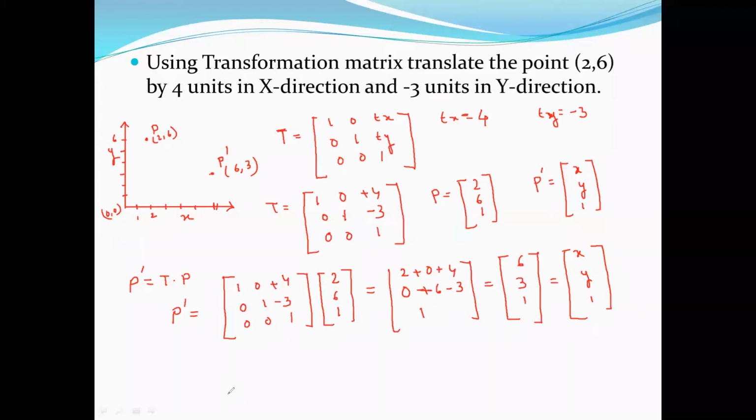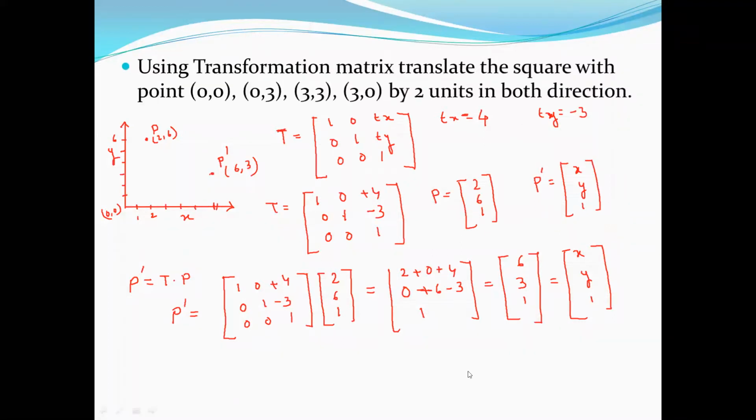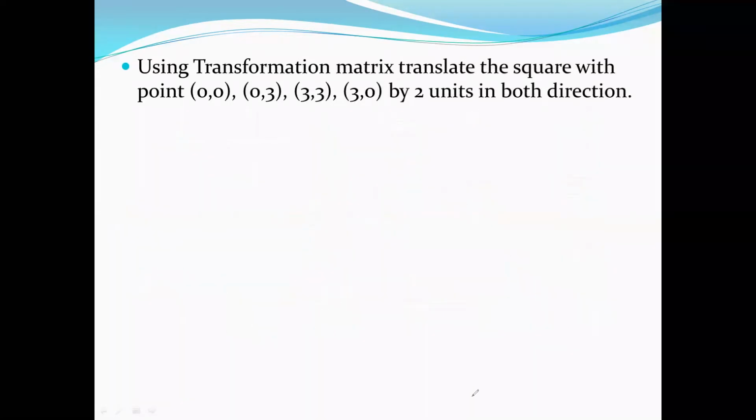Now, in the next problem, you can see that we want to perform the translation for a square with the coordinates 0, 0, 0, 3, 3, 3, and 3, 0. And the translation amount is 2 units in both directions. So the same thing we have to perform as I discussed in the last problem. So what I have to do?